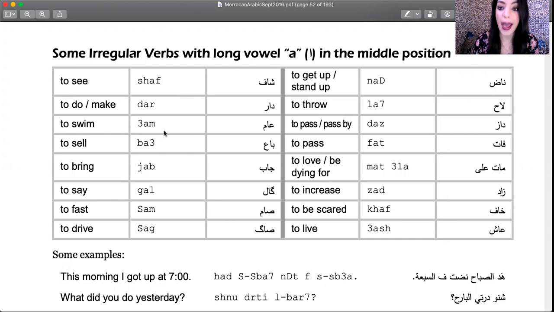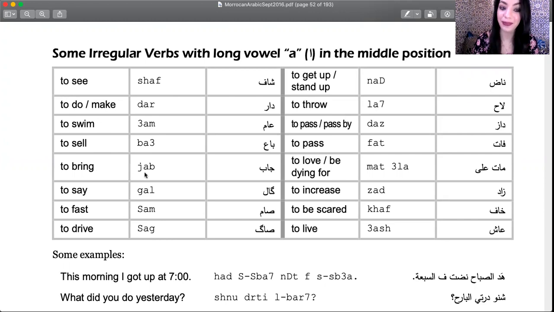So number three is am, am. And to sell is ba, ba. I know it sounds like, you know, the god, ba. Yes, ba.